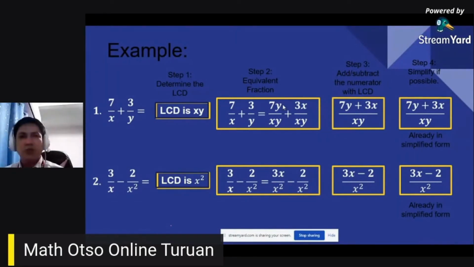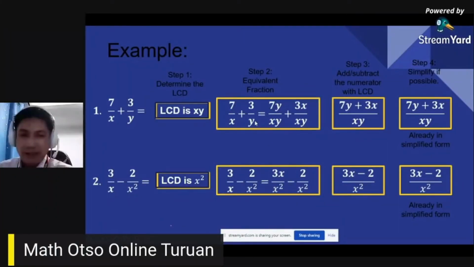Aha, sana nasusundan nyo ako, ha? Plus, dito naman tayo sa pangalawa. Again, our LCD is xy divided by y. So, cancel naman ang y, may natirang x. Itatimes mo naman ngayon sa 3. So, 3 times yung natirang x, the result is 3x. Therefore, the equivalent fraction of 7 over x plus 3 over y is 7y over xy plus 3x over xy. Ito na ang kanyang equivalent fraction.